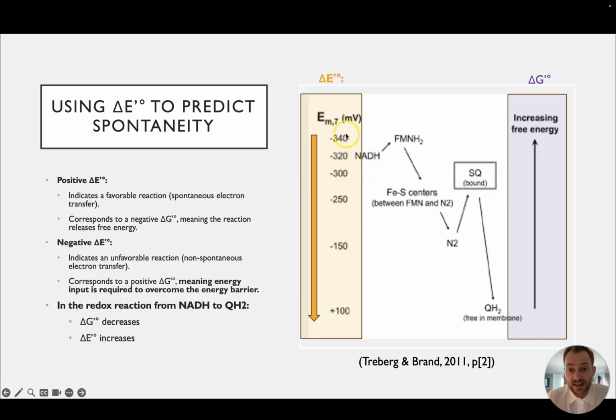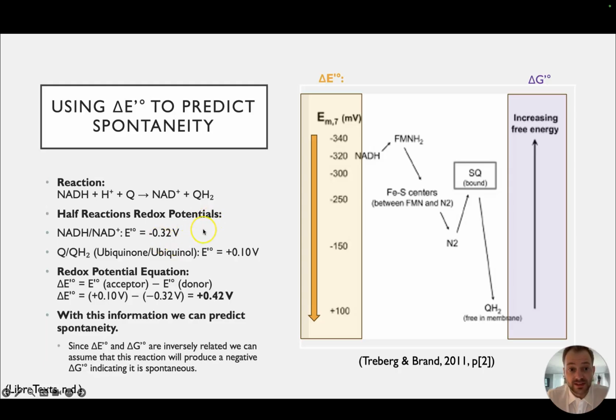You can see that this graph right here is ascending from top to bottom. So we have higher negative numbers up here and higher positive numbers down here. We can actually see that the change in redox potential between NADH and QH2 is roughly estimated at 420 millivolts. We can also see that as this ascends, this is descending, creating a more negative delta G and a more favorable reaction.